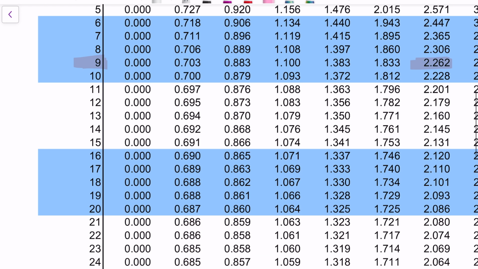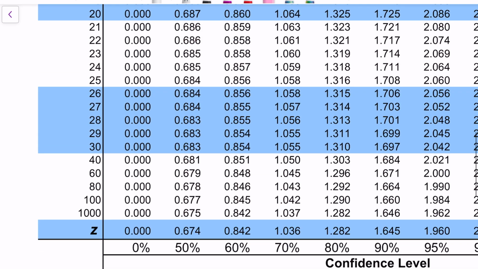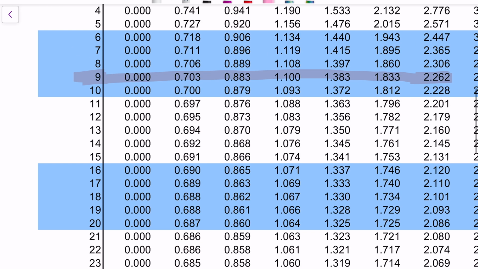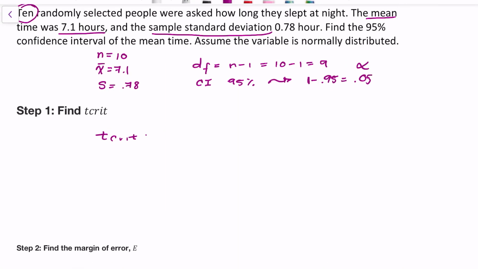Or you could go down in this same table. Let's just put a little line in here. And here at the very bottom of the table, we have confidence level, and it has 95. So we would just go up to the same place because we were looking for the 9 degrees of freedom. So t-crit is going to be plus or minus 2.262.